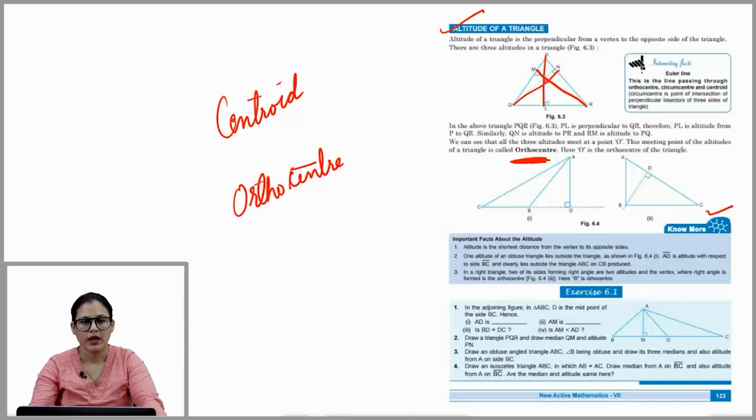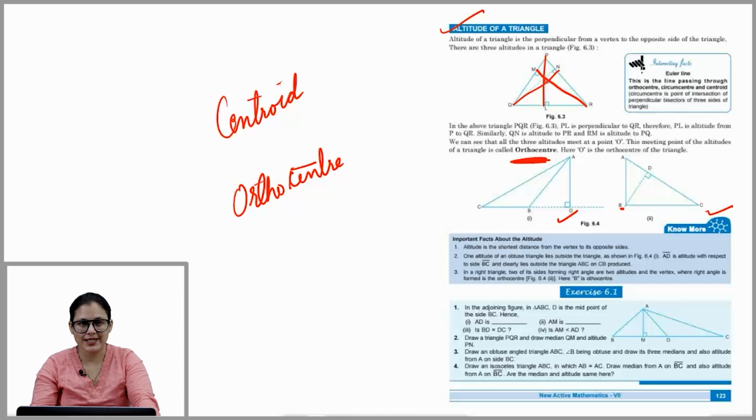Important facts about the altitude. Number 1, altitude is the shortest distance from the vertex to its opposite side. Number 2, one altitude of an obtuse triangle lies outside the triangle, as shown in figure 6.41. This altitude is outside the triangle. AD is the altitude with respect to side BC and clearly lies outside the triangle ABC on CB produced. Number 3, in a right triangle, the 2 sides forming the right angle are 2 altitudes, and the vertex where the right angle is formed is the orthocenter. Here B is the orthocenter.